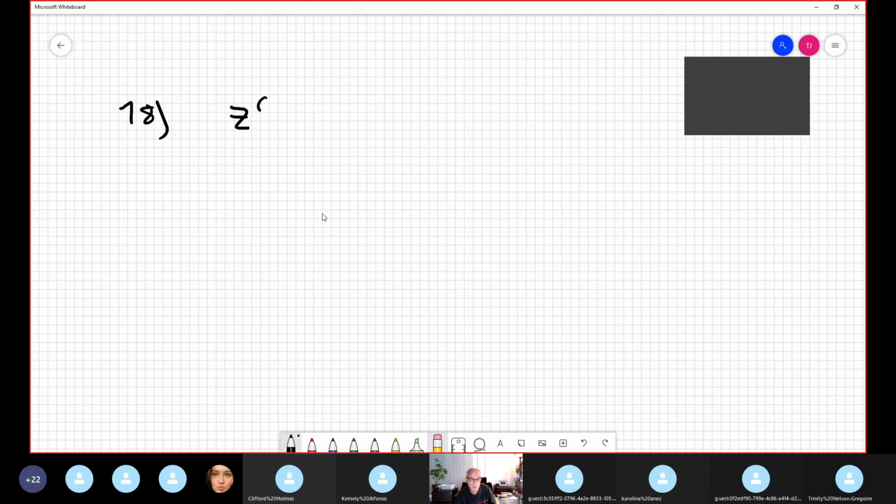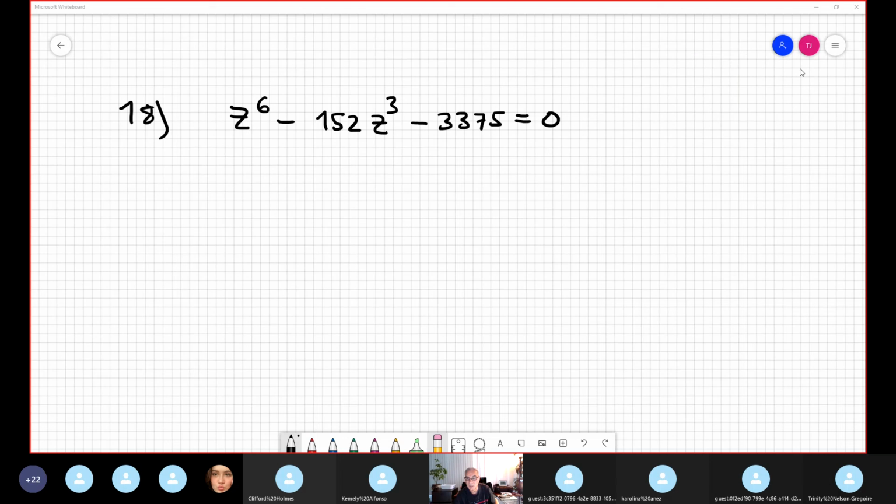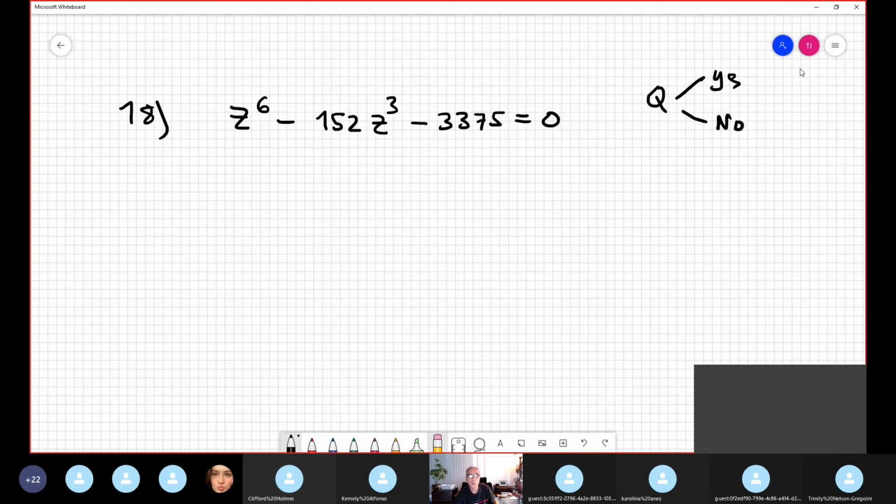18 says: C to the 6th power, wow, what the hell is that, 152 C cubic minus 3,375 equal to 0. Don't worry about the numbers because we're using a calculator, no? My question is: is this a quadratic equation, yes or no? Definitely no, because the degree is 6.